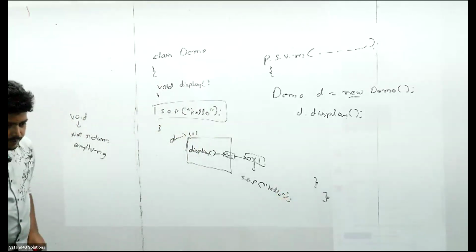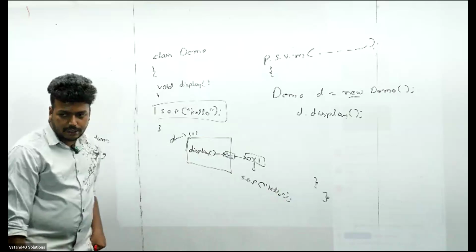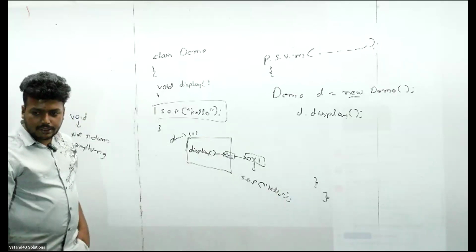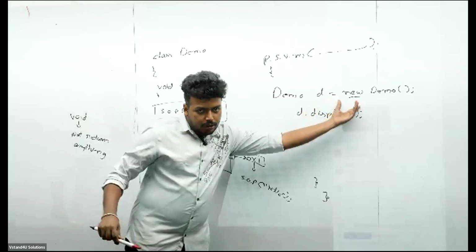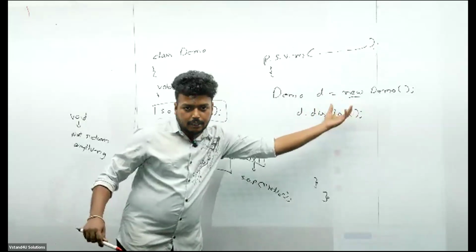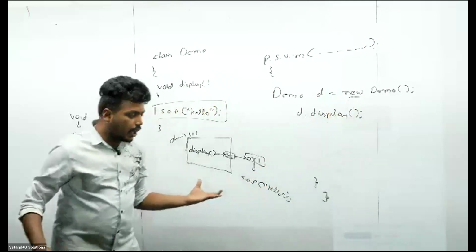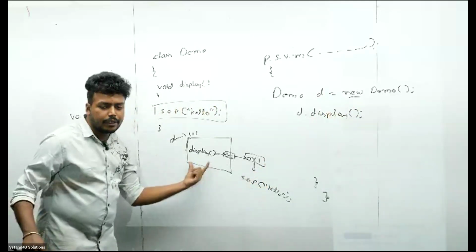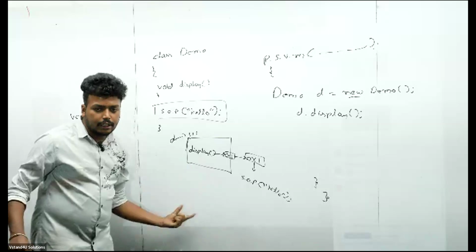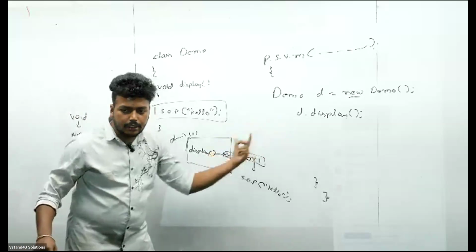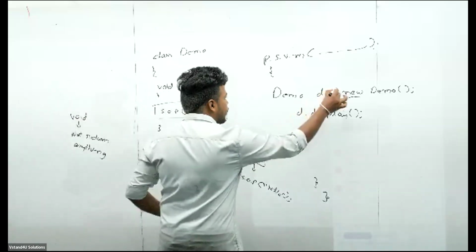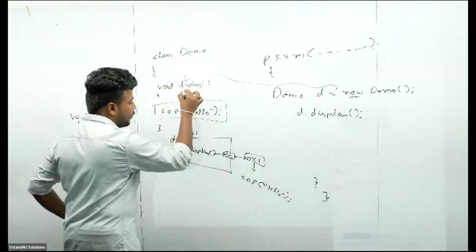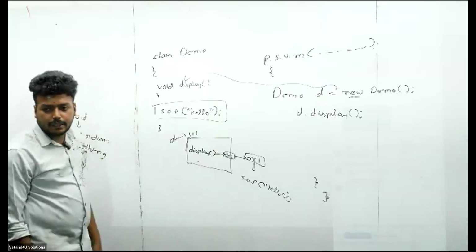Understood? Or do I need to explain once again? Listen here. See, here I have created the new operator, right? When I create the new operator, Java will automatically create the memory in which area? Heap area, because I have created the object. Now the controller goes here and display will be stored in the memory.